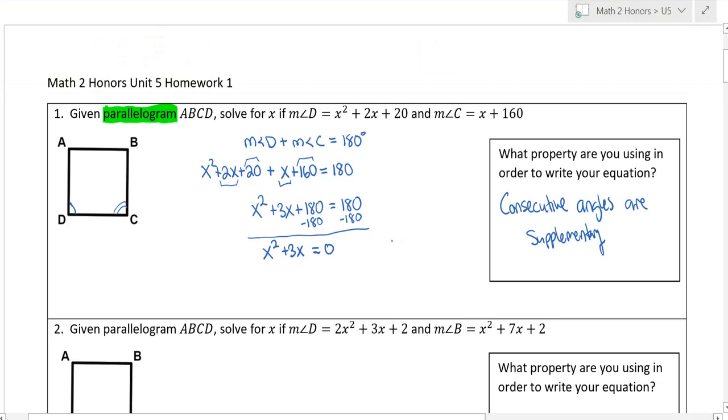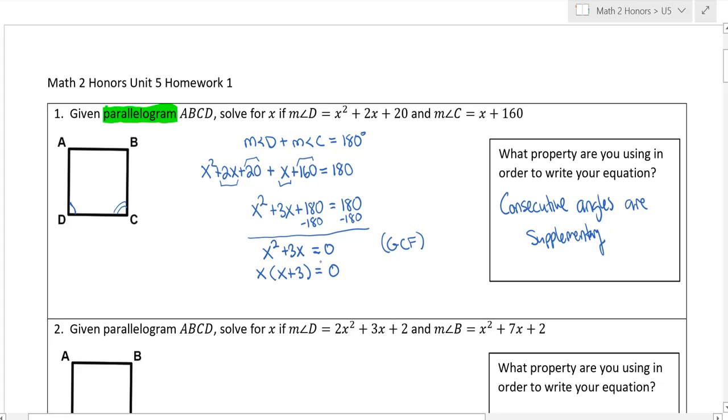Okay, I'll just name it here. You don't have to do this on your homework, but for the sake of maybe looking back, you may want to put that there to say, okay, this is that type. So I'm going to factor out an x, and I'm left with x times x plus 3 equals 0.